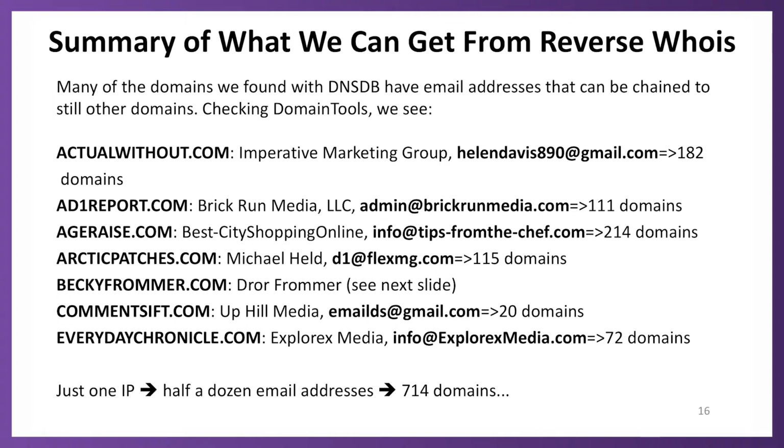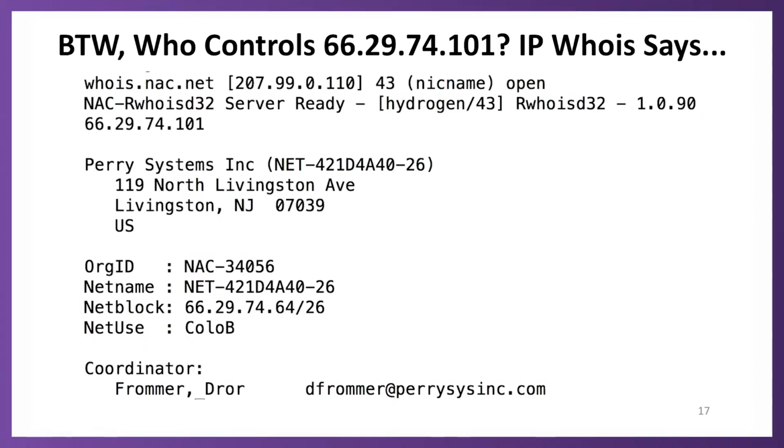One of the domains, beckyfrommer.com, we found associated with drawerfrommer. That name shows up again when we look to see who owns the IP address of this page. We can see that in whois. So if we look at whois for 66.29.74.101, we can see that that address is part of a block that belongs to Perry Systems Inc. of Livingston, New Jersey, and the coordinator for that block is drawerfrommer, obviously closely related to the name Becky Frommer.